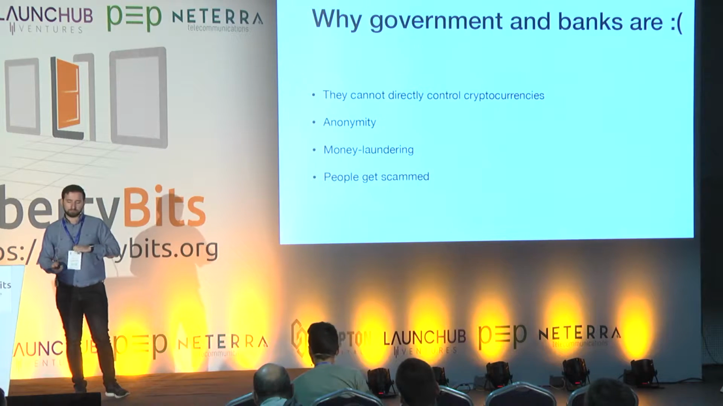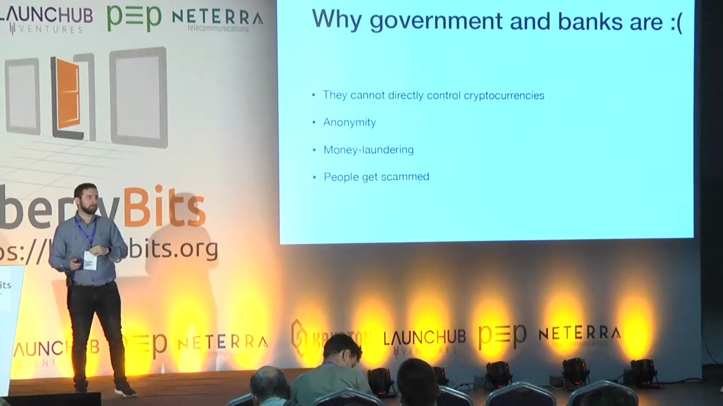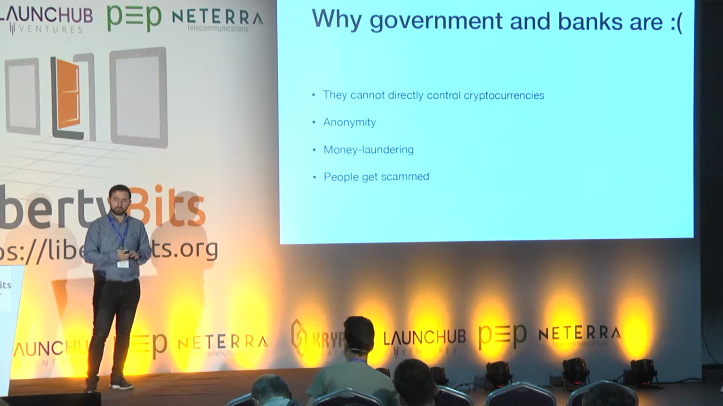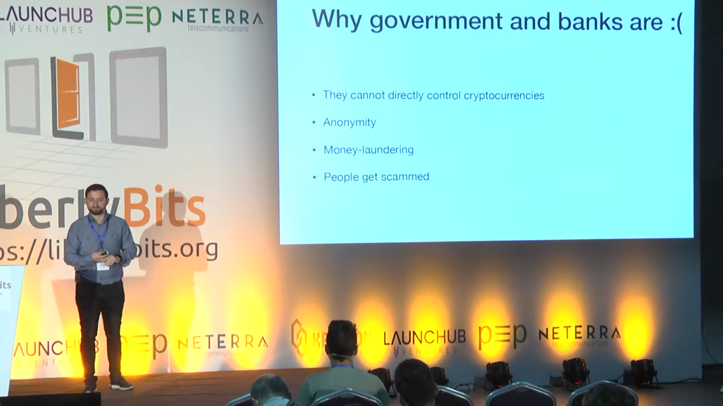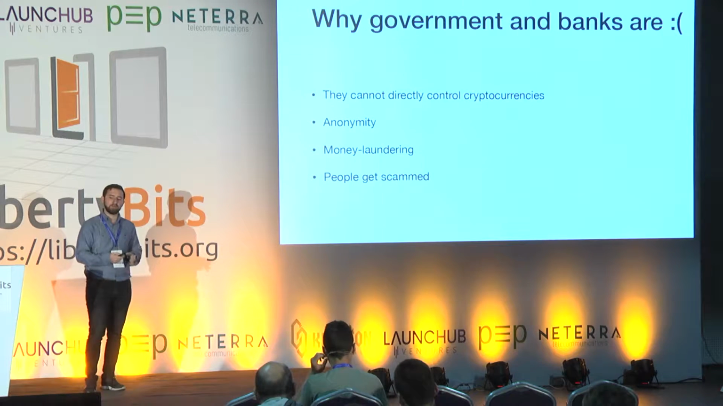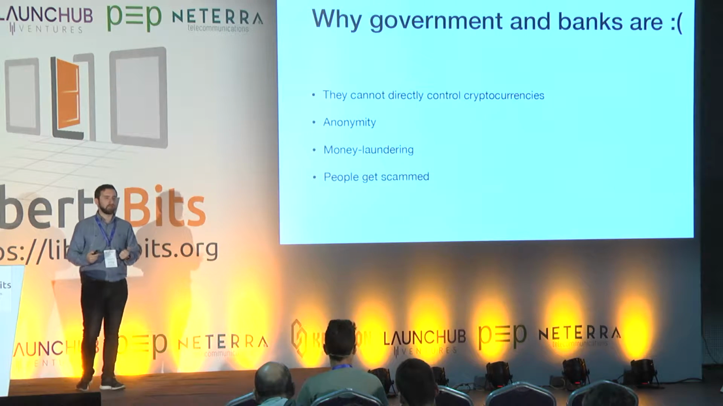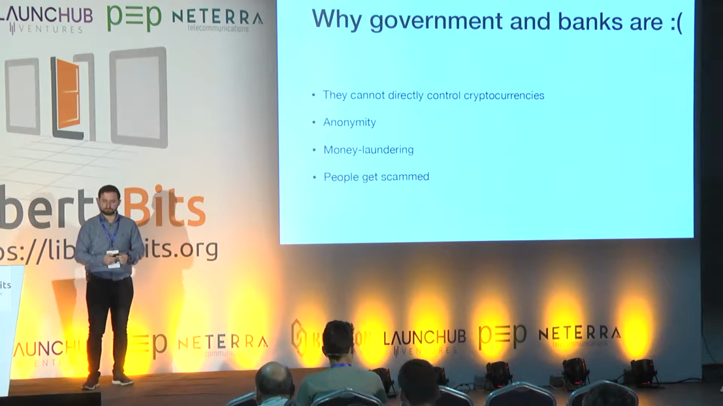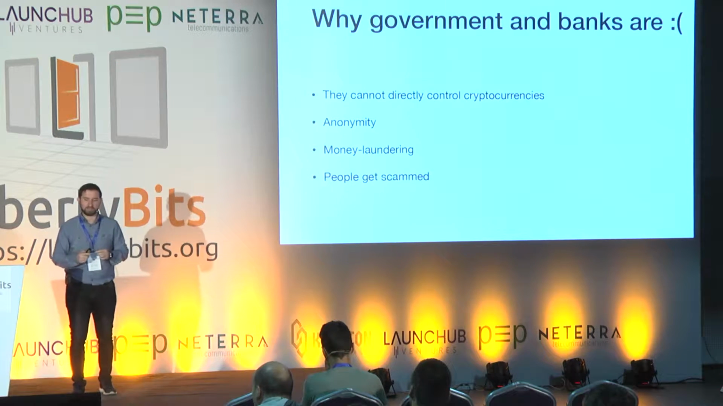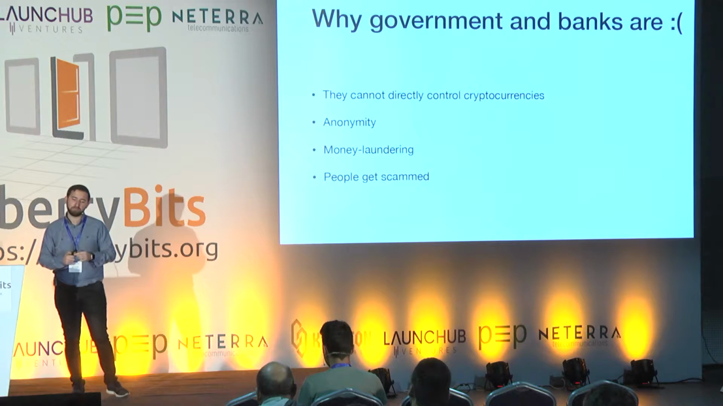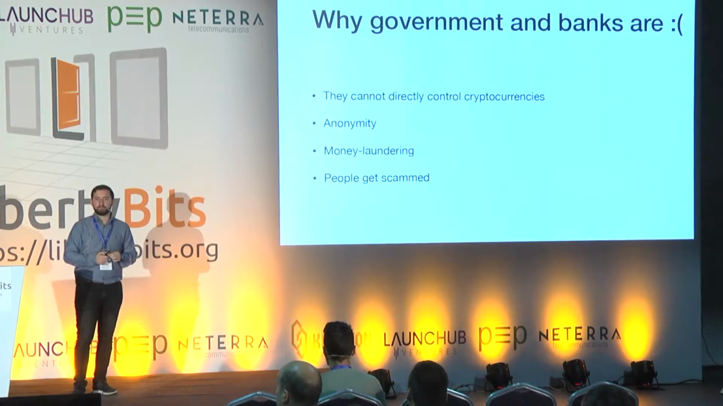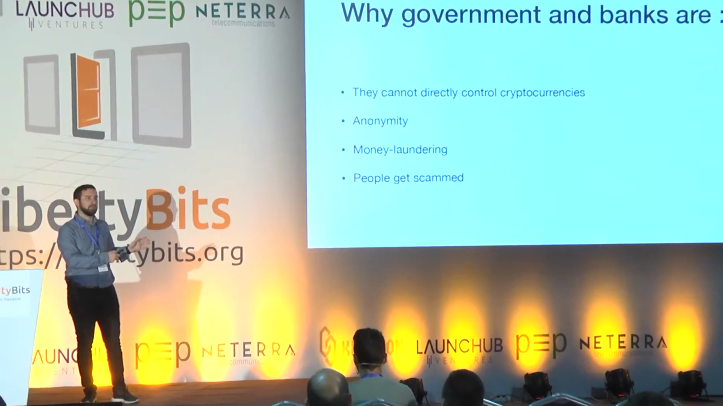We have anonymity in the networks, which makes it hard for the government to know who has how much money. Also, there is no good method to guard against money laundering. For example, if someone wants to launder money, he can really easily do it using cryptocurrency, for example Bitcoin or Monero or Zcash. And also the governments and banks are not happy because people get scammed. Actually, millions and millions of US dollars were lost from people who just put their private key on the web and lost all their savings. Thanks.